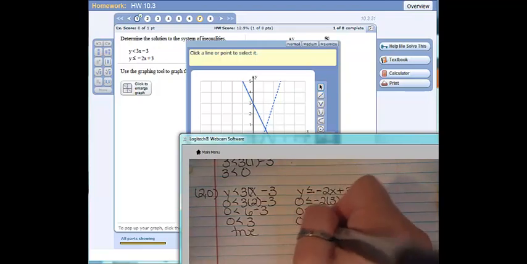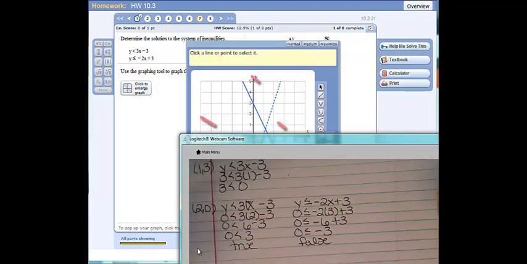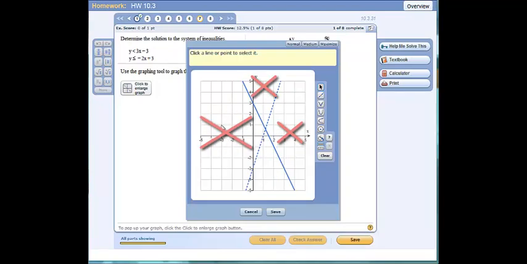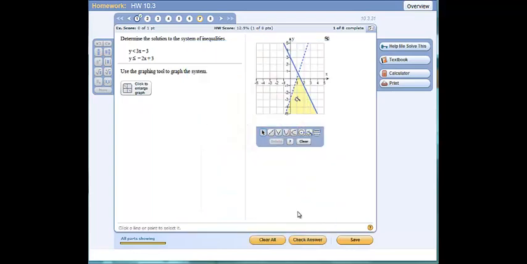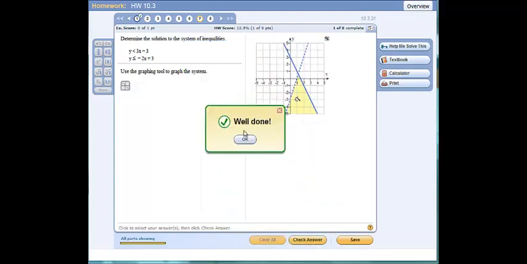But luckily, we've tested 3 out of the 4 sections. We tested this one, and that was false, and this one was false. So that leaves this one. So maximum, you have to test 3 sections before you know which one's true. So we shade that one. Let's check our answer. We got it right.